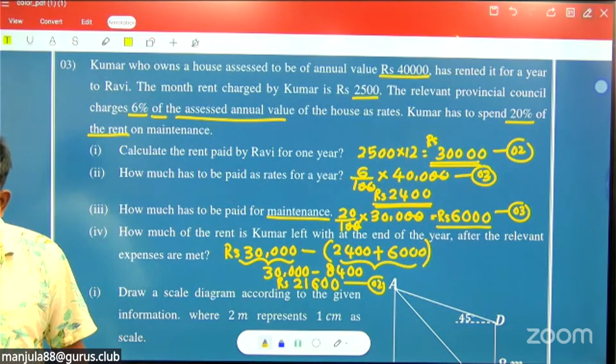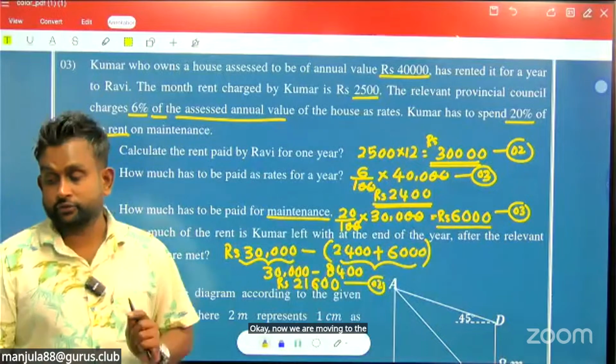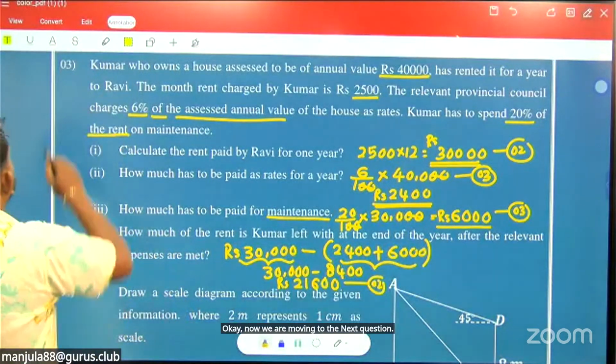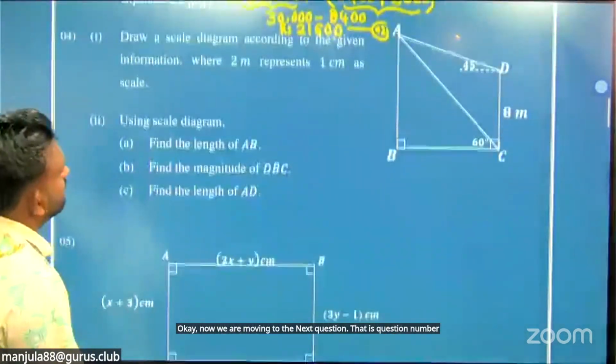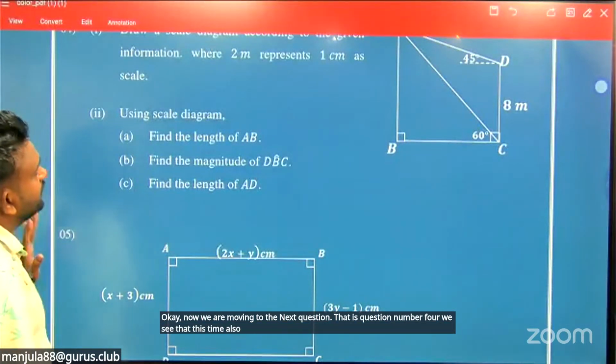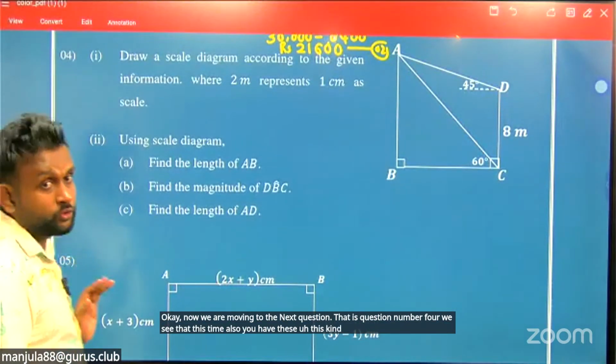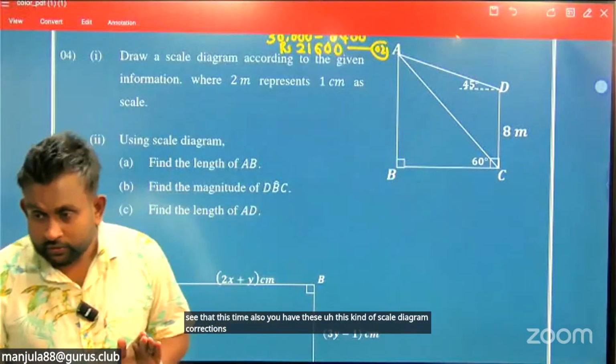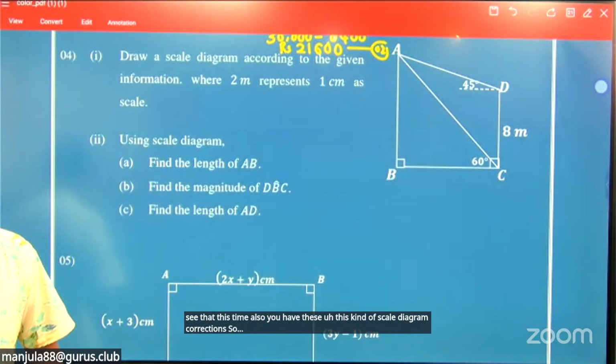Okay, now we are moving to the next question, question number 4. We see that this time also you have this kind of scale diagram question.